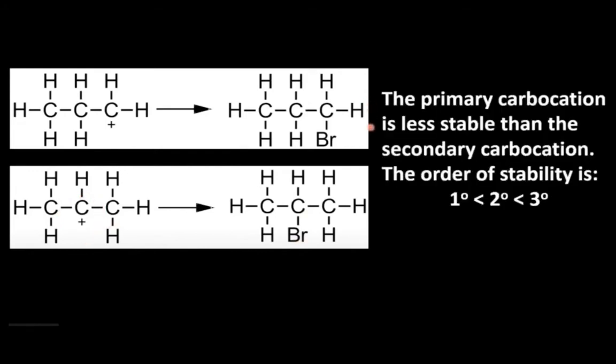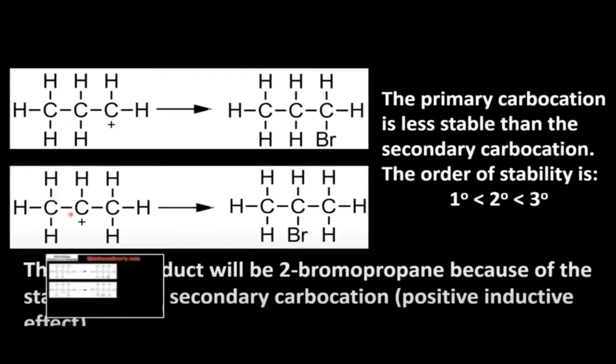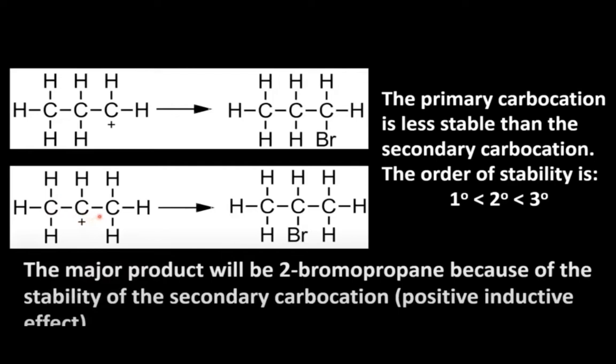Now, what ends up happening is that first carbon is known as a primary carbocation, and the second carbon in the middle is known as the secondary carbocation. It only has one hydrogen attached to it. So what ends up happening is the hydrogen always goes to the carbon that has the most amount of hydrogens already attached to it. This is known as Markovnikov's rule. So the bromine will actually attach to the second carbon, and the hydrogen will attach to the first carbon.